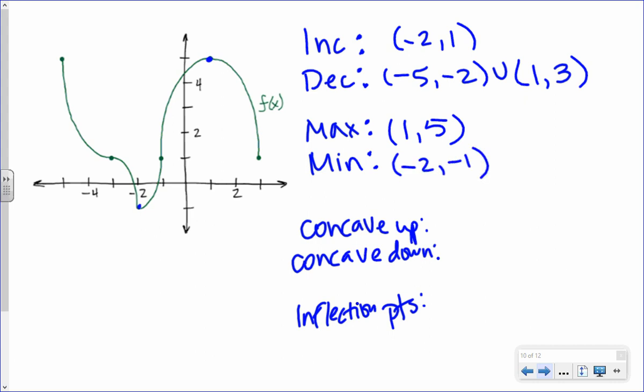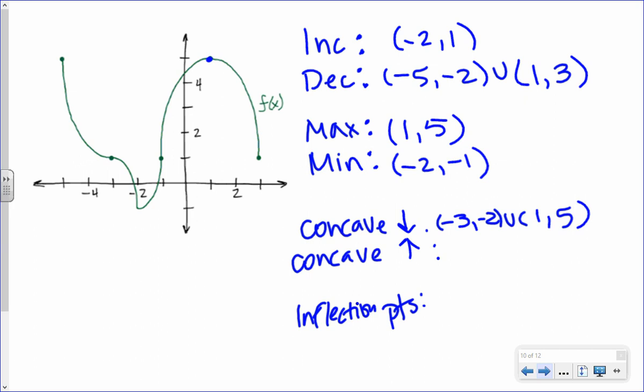Okay, great. Now let's look at concavity. We haven't done this before. April, where are we concave down? One part. Okay, 1 to 5. Anywhere else? Okay, -3 to -2 is also where we are concave down. Yeah, those run backwards.